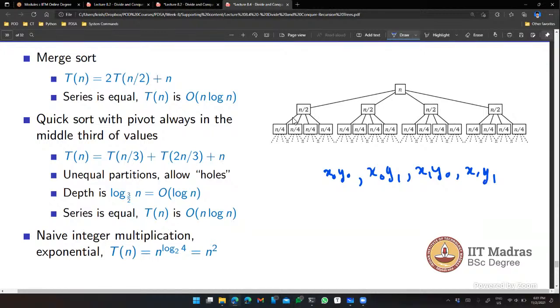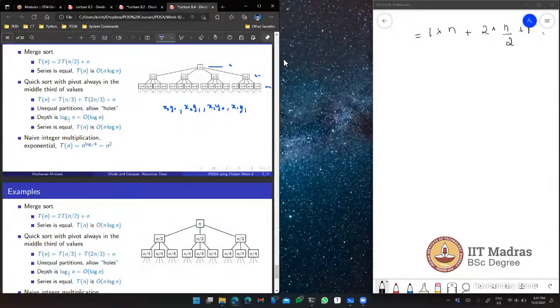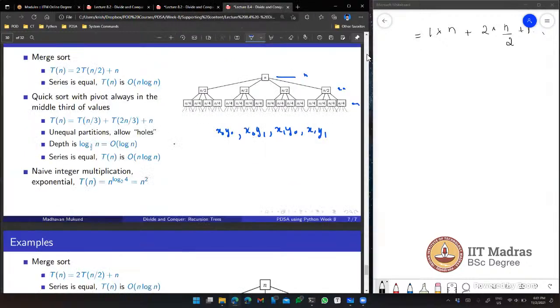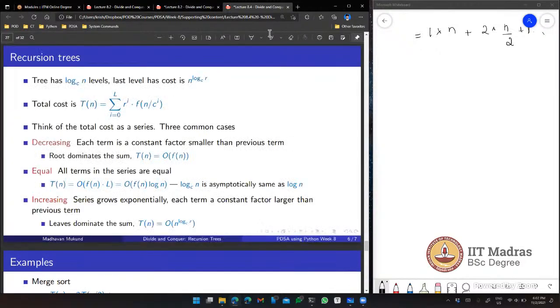But if you calculate the sum of it, the first is n, let's say, then it will be 2n, then 4n. So the series is expanding, right? For the expanding series, just apply the formula. Just go through the rule. It will be based on the order of n power log c of n.